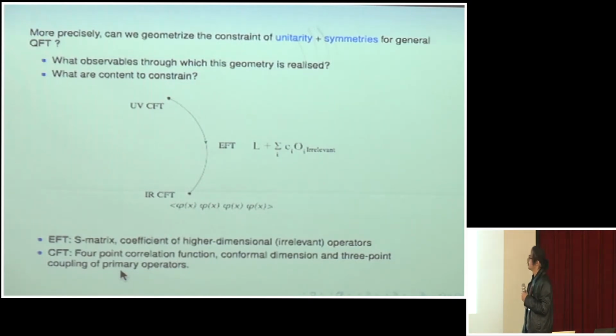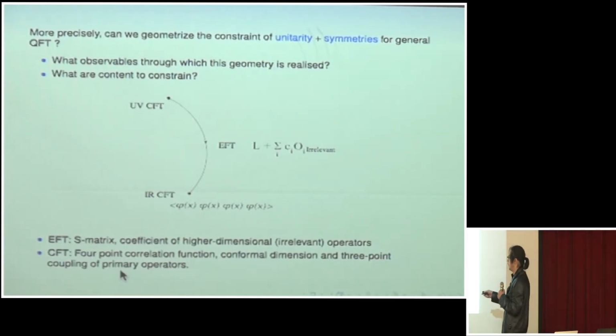So the question you might want to ask is, first of all, through which observable is this geometry realized? And furthermore, what is the content you want to constrain? Of course, on the CFT side, you know that the observable is essentially, you don't have an S matrix. So the observable is a 4-point correlation function, for example. And the thing that you might want to constrain is, for example, the conformal dimensions of your primary operators and the 3-point coupling.